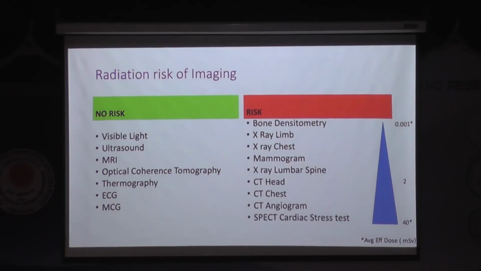Coming to the radiation risk of imaging, visible light, ultrasound, MRI, optical tomography, thermography, ECG, MCG, all of them do not have risk, but the risk is there for all the other ionizing radiations. And this pyramid that I am showing here is in millisieverts, where bone densitometry has only 0.001 millisievert, and it goes all the way up to 40 millisieverts for a SPECT cardiac stress test. So with the different types of imaging using X-rays, you have higher and higher doses of radiation. We need to be worried about that.